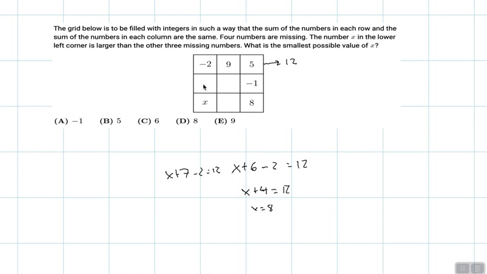so if this number were 8, we have x plus 8 minus 2 equals 12. Then x would be equal to 6. What is this? Larger than the other. Smallest possible value of x. So we can make, yeah, what happens if x is smaller now?